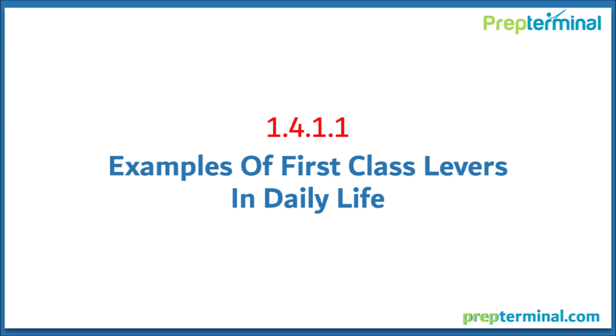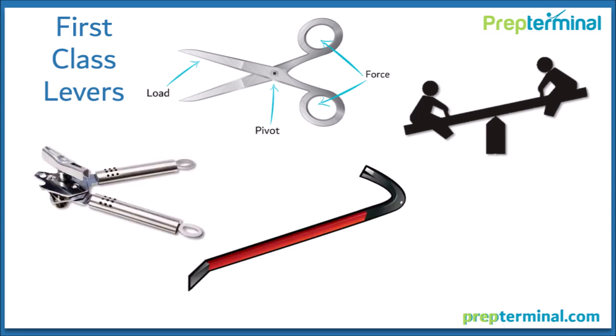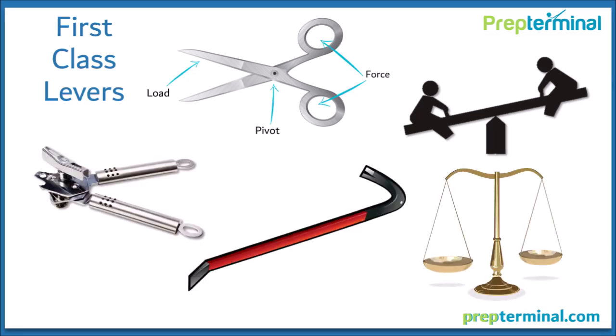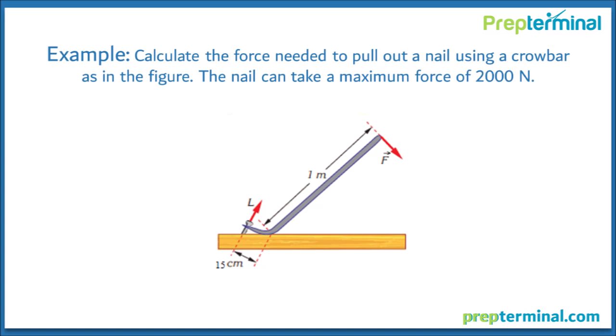1.4.1.1 Examples of first-class levers in daily life. There are many examples in daily life when the principles of first-class levers are applied. Scissors, seesaws, can openers, equal arm balances, and crowbars are all examples of first-class levers. Example: calculate the force needed to pull out a nail using a crowbar as in the figure. The nail can take a maximum force of 2,000 newtons.